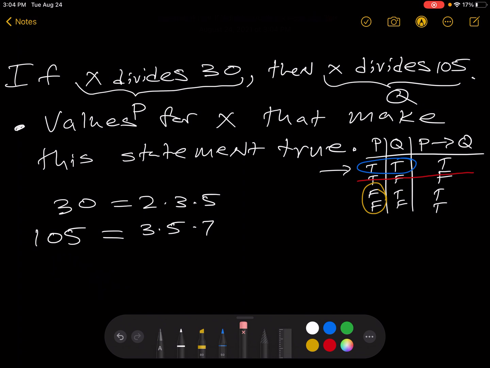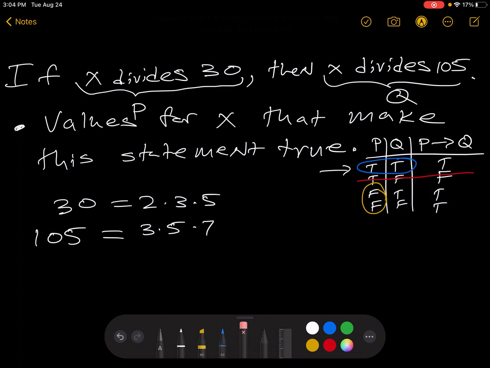All right, and so now you can immediately see a few different things that will divide evenly into 30 and 105. Notice what they have in common. They have 3's in common, so 3 divides 30 and 105. They have 5 in common. They also have 3 times 5 in common, otherwise known as 15. So let's just go with 3.